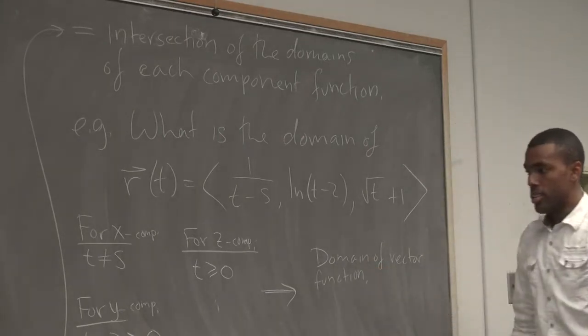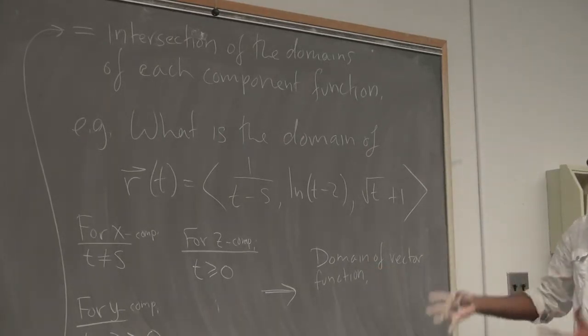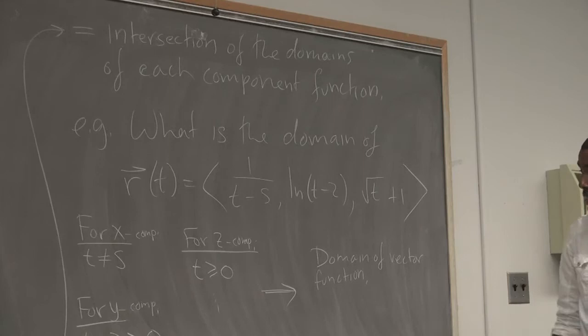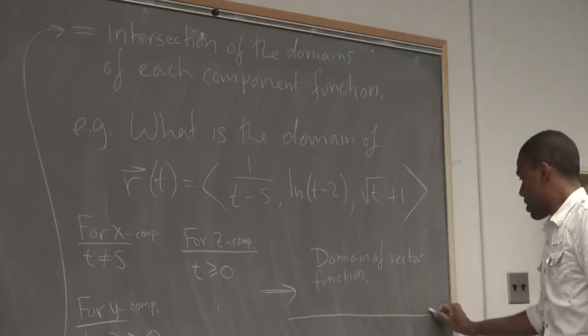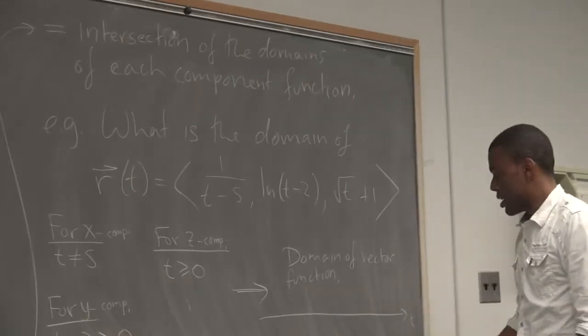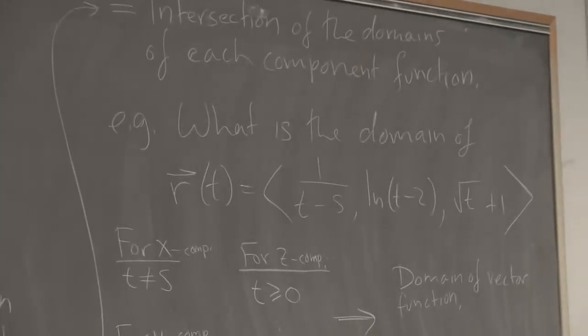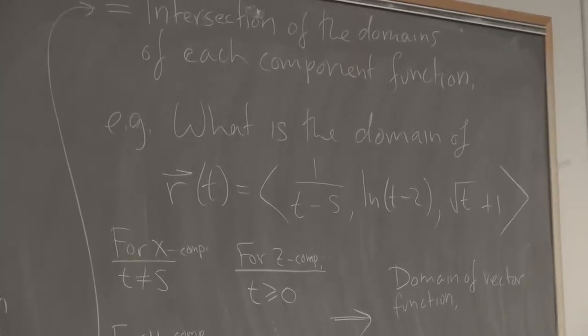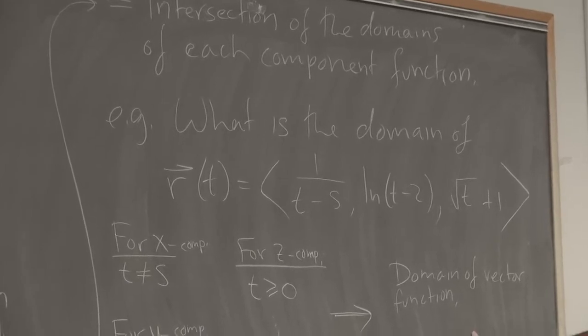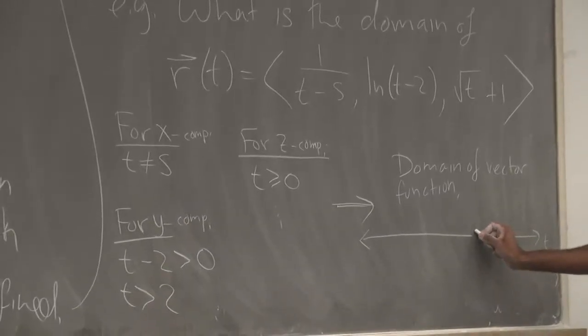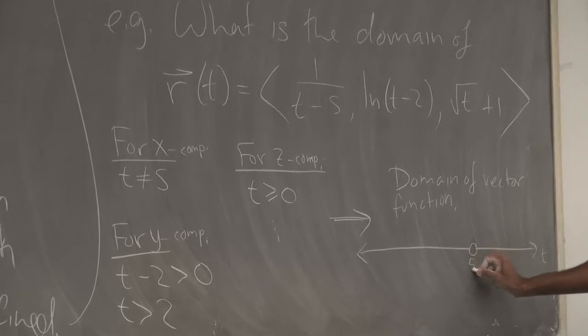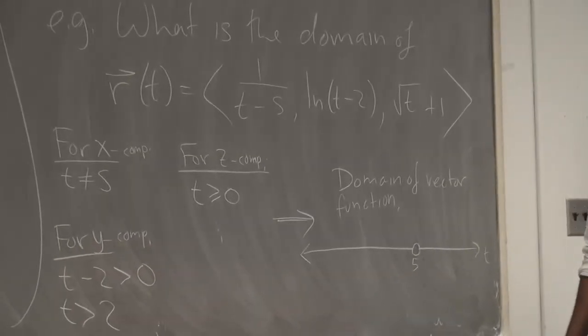So I need to find the intersection of all these domains. I need a set where they can all live together and play happily, right? A nice way to do this, I find, is to actually just draw a number line and start shading the things that work. So I know I cannot be 5, right? So where 5 is on my number line, there's a hole, right? So that's for the x.